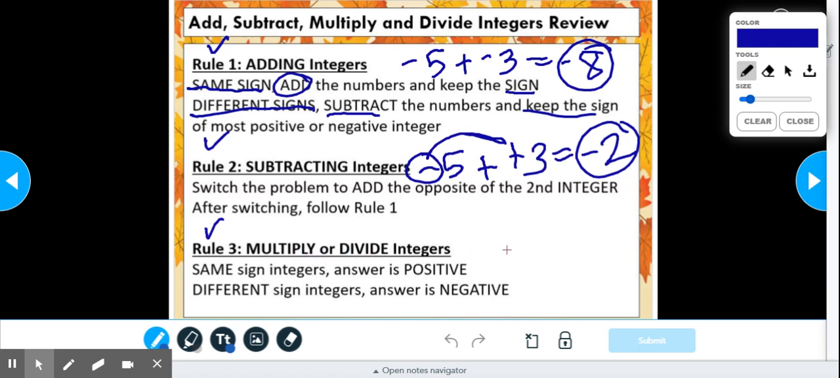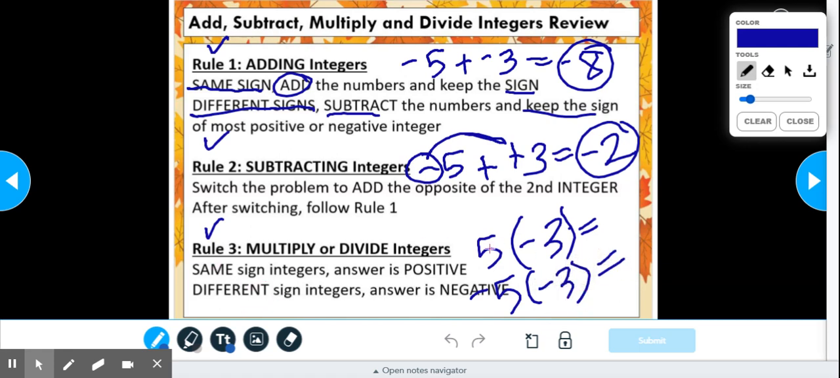And multiplying, dividing integers. For example, if we had 5 times -3, or -5 times -3. If the signs are the same, our answer is positive. If we see double negatives, we're thinking we're making positives. So 5 times 3 is 15, and double negatives, they're the same sign, so our answer is positive. And here, 5 times 3 is 15. They're different signs, so we're going to have negatives.